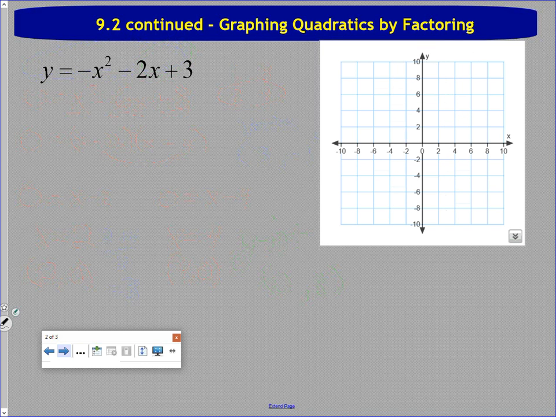Okay, here's the other one. This one I want you to pause for at least 2 minutes and give this one a shot and then come back and see how I do it. Okay, so go ahead and pause it. Okay, hopefully you figured this out.